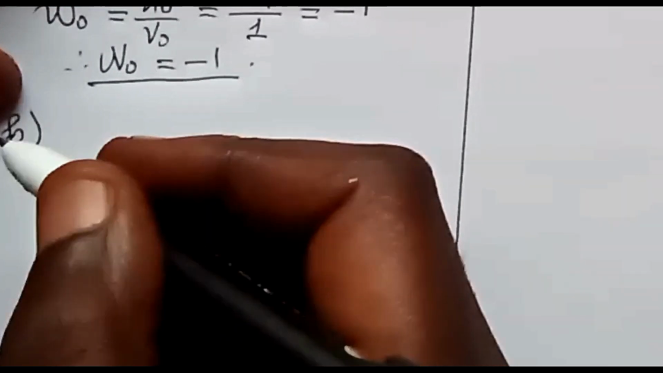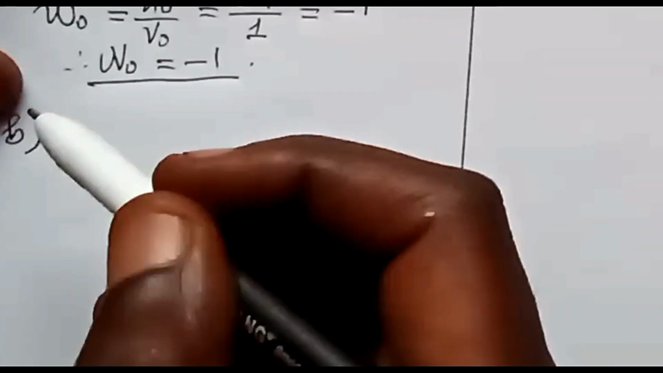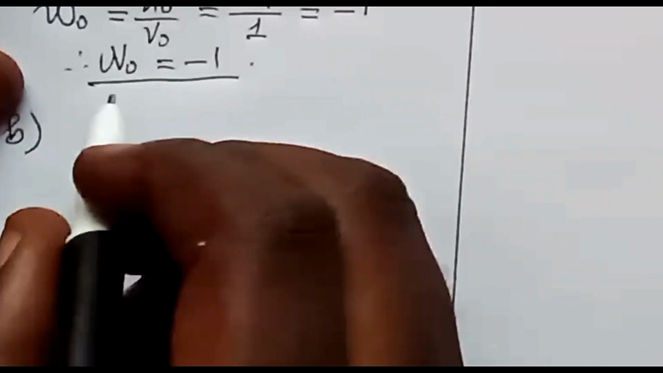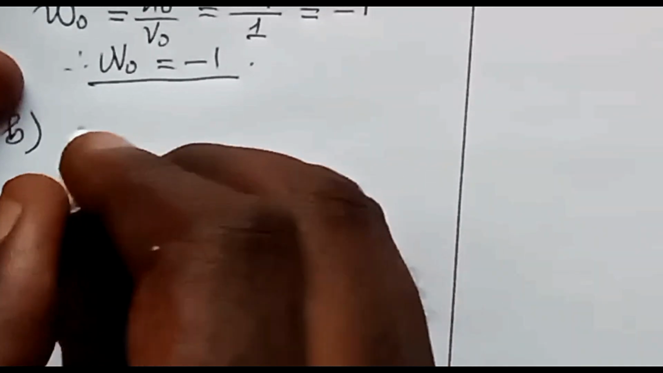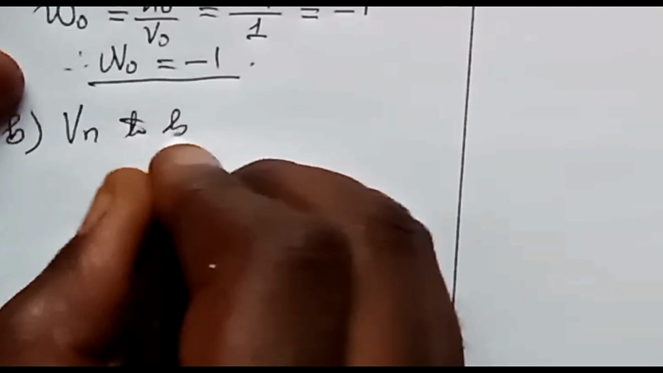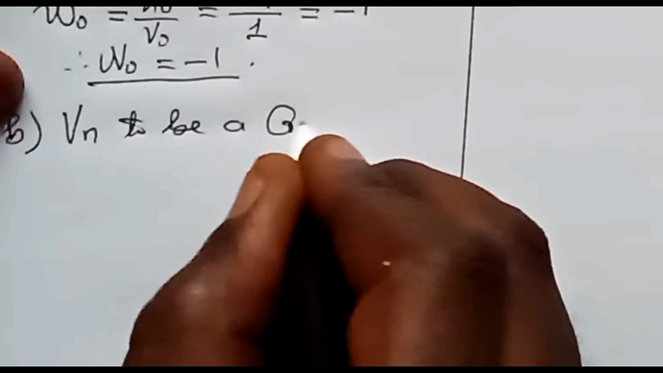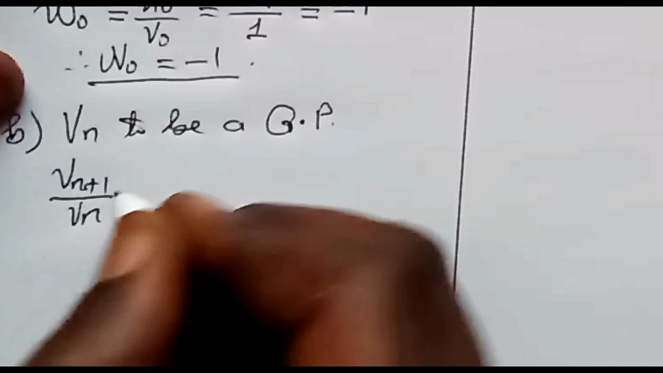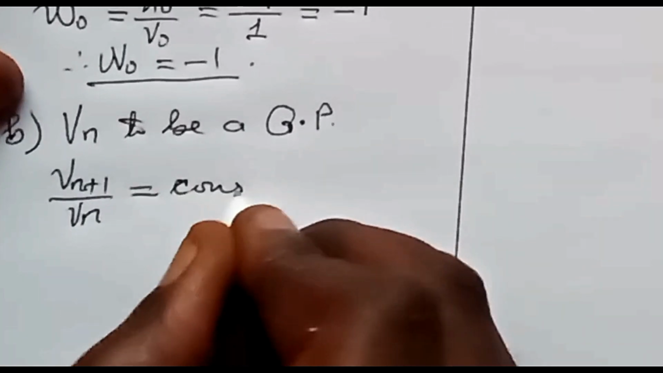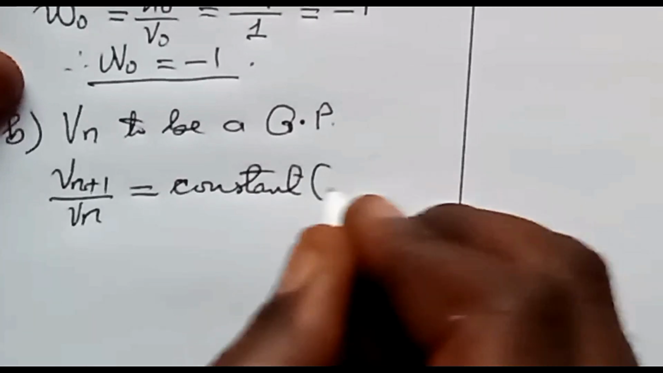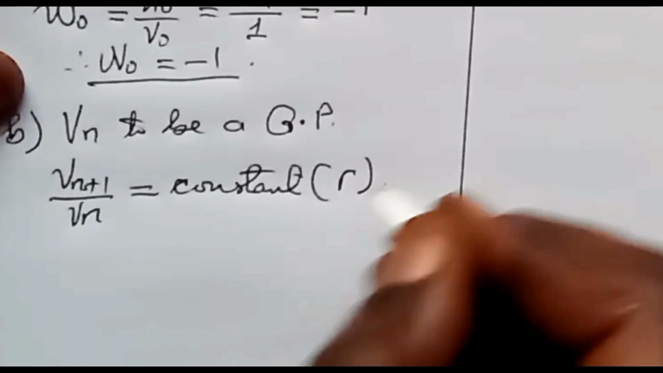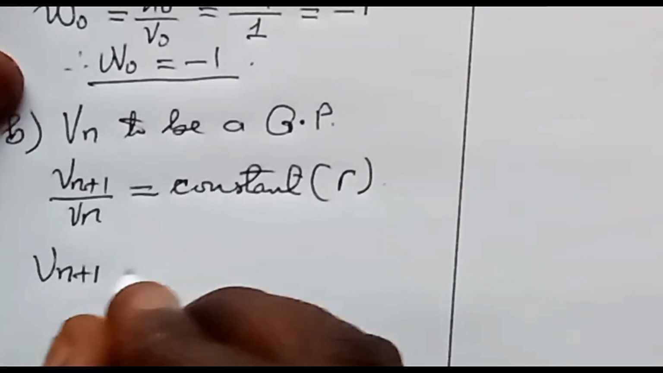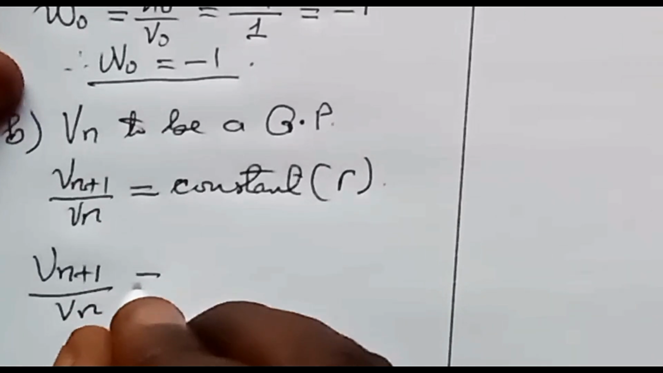In the B part, we are asked to prove that Vn is a geometric progression and then state the common ratio. For Vn to be a GP, geometric progression, Vn+1 all over Vn should be a constant. And that constant is supposed to be the common ratio R. So we get the expression for Vn+1 and divide it by Vn.